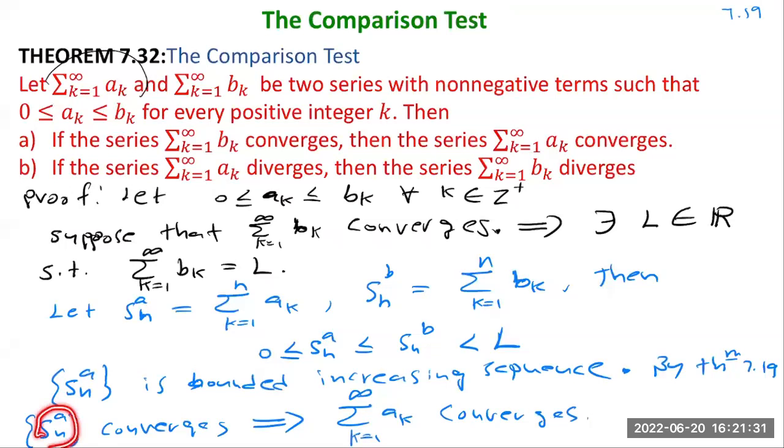This is just the sequence of partial sums corresponding to this series. So if the sequence of partial sums converges, your series also should converge. All right, that completes that proof. And of course, the proof of part B is left as an exercise, okay?